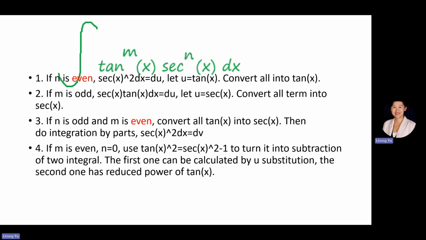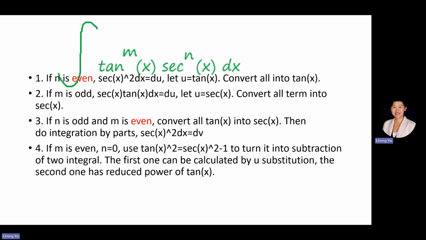Right, and what about the other combination? What if n is odd? This one is odd, so that we cannot substitute the tangent there. What if m is even at the same time? That means we are not able to do either the first one or the second one. So what do we do in that case? We have to apply the formula between the secant and tangent. We're going to convert all the tangent into secant and try to do integration from there. So that will be a more complex scenario, the number 3 scenario.